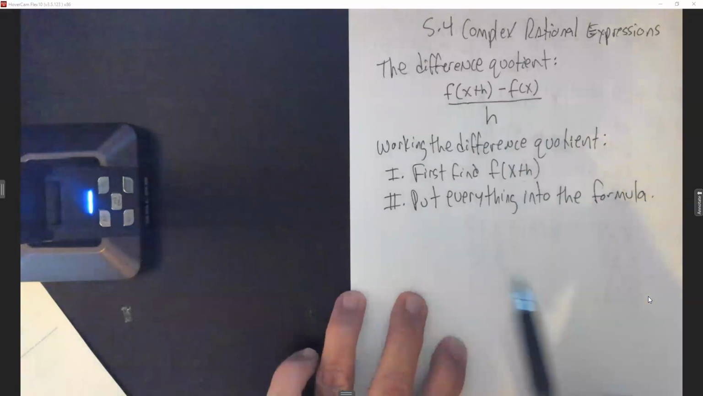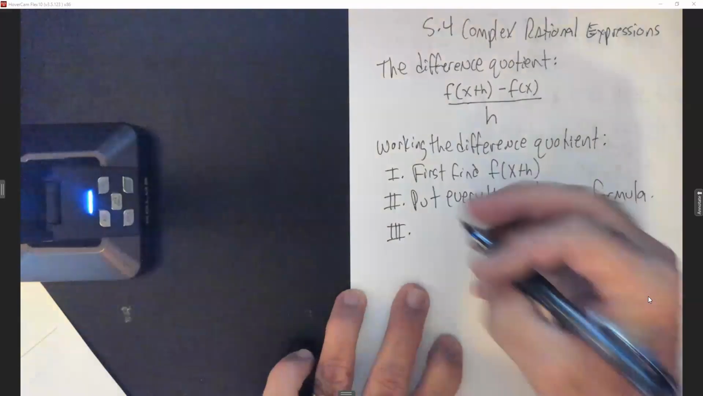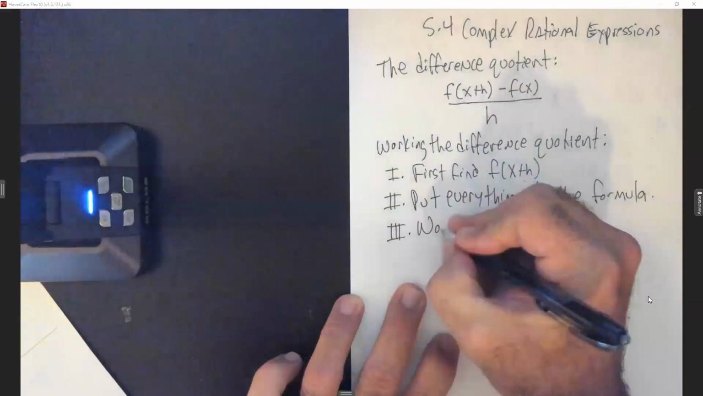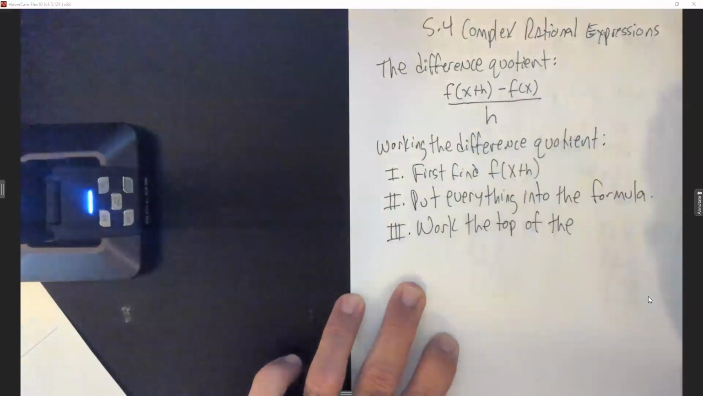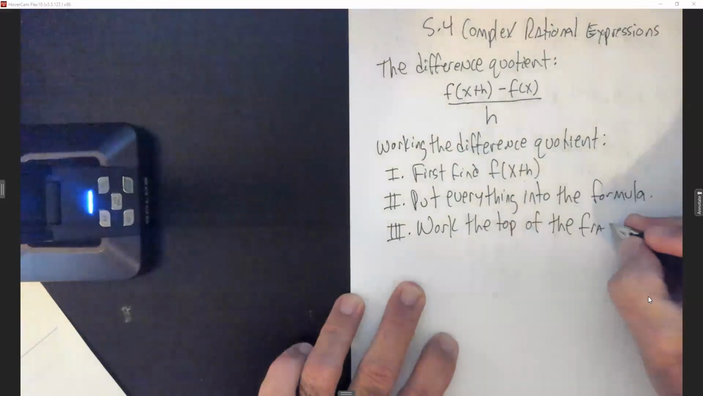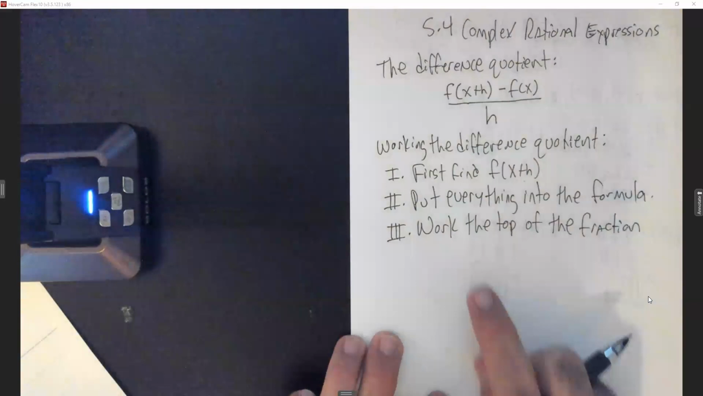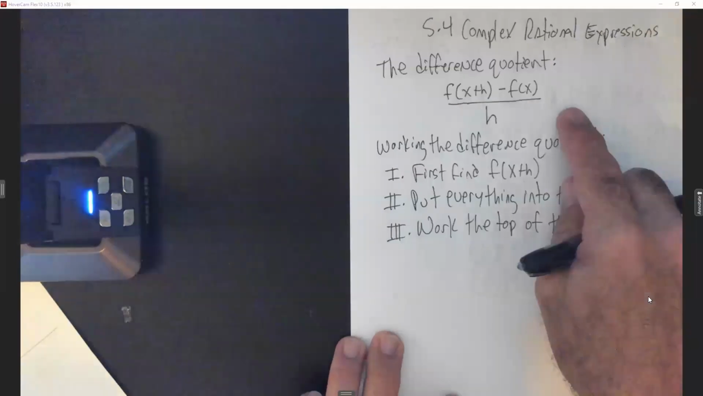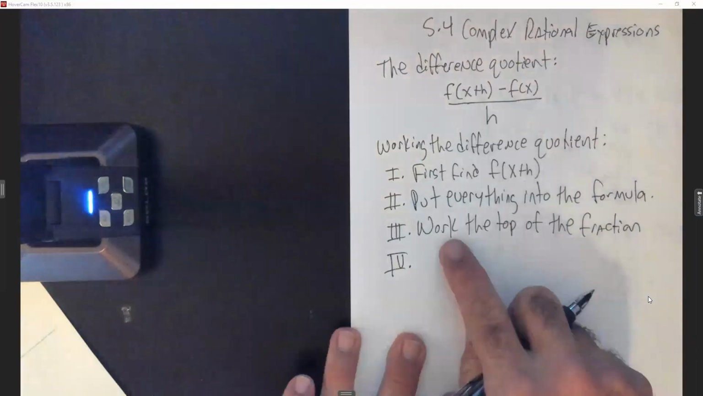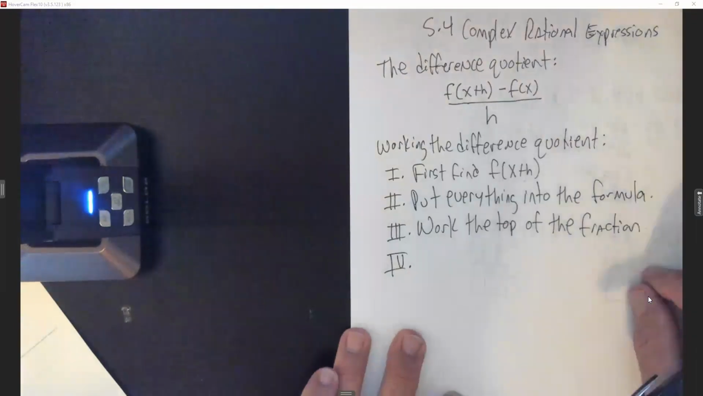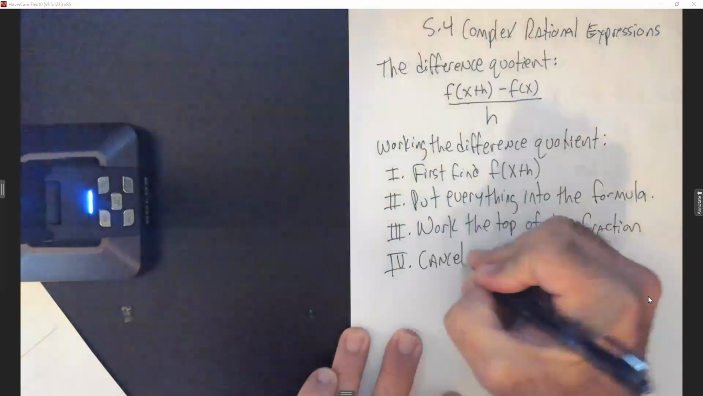So we're going to put everything into the formula. We're going to work the top of the fraction, because when you put it into the formula, it's going to look like a big fraction. So we're going to work the top of the fraction, which is do that subtraction. Now, once I work the top, I'll have a bunch of stuff over h. I will then cancel out the h's where needed.